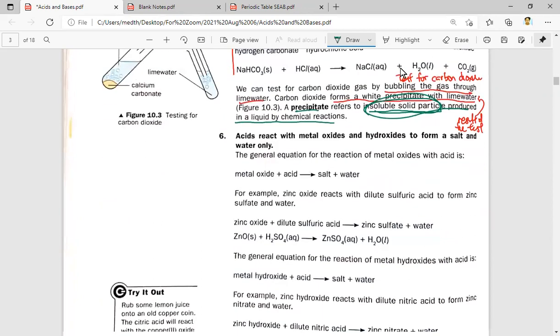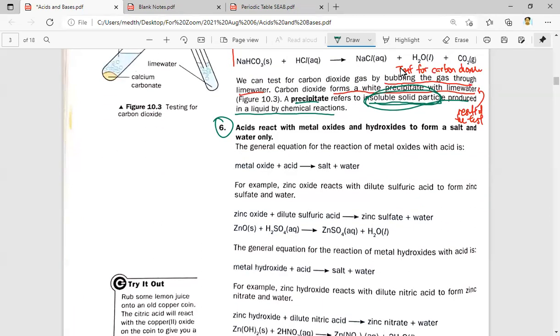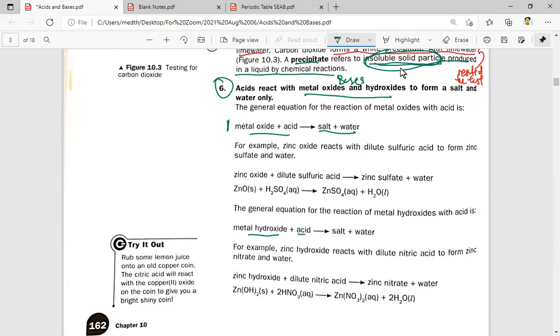Last one, number 6. Acids react with metal oxides and hydroxides to form salt and water only. This one, I'll generally categorize them as bases. So first, metal oxide plus acid gives you salt and water. Metal hydroxide plus acid gives you salt and water also.